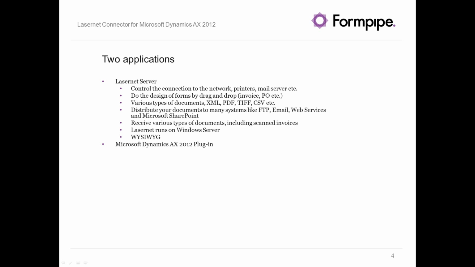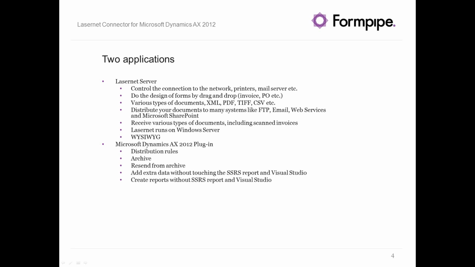The second application is an Exapter plugin. With the LaserNet AX plugin, you can control your business logic with our distribution rules. You have a PDF archive. You can reprint or resend the original document straight from the archive and keep a log of the document history. You can add additional data without touching the SSRS report and Visual Studio. The LaserNet AX plugin provides you with the option to create reports without using SSRS report and Visual Studio.